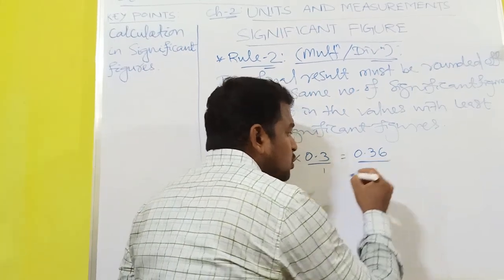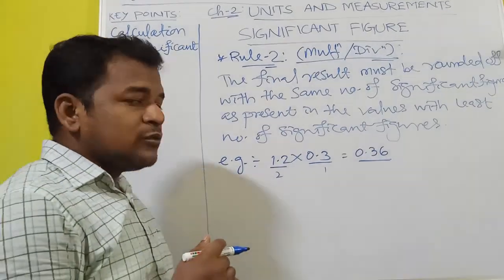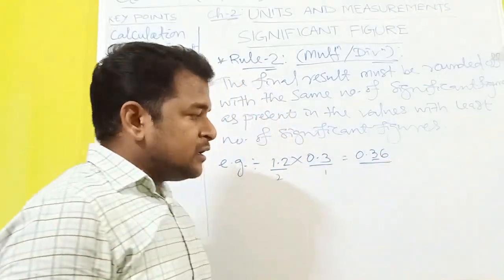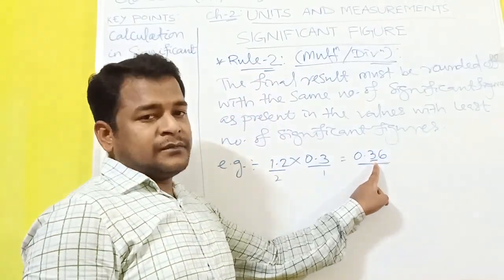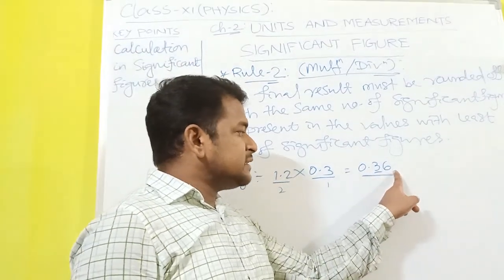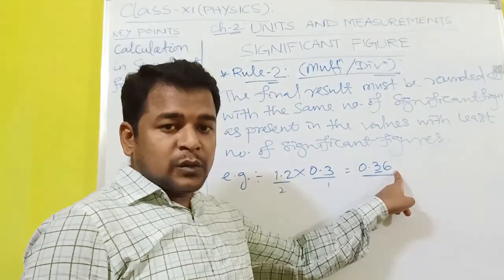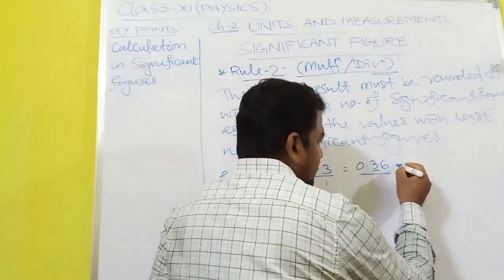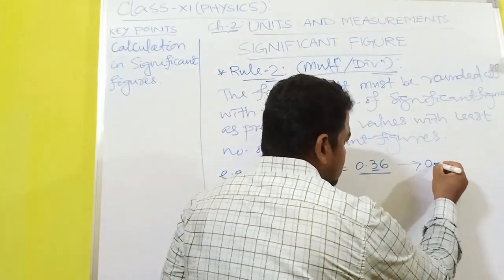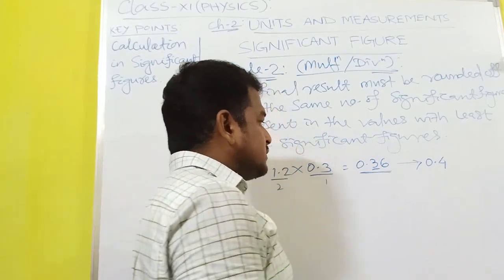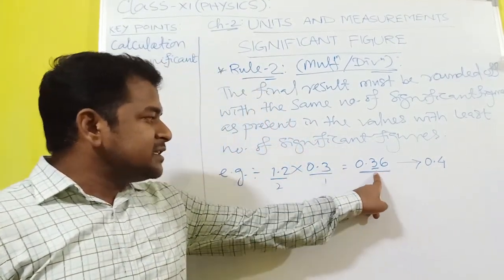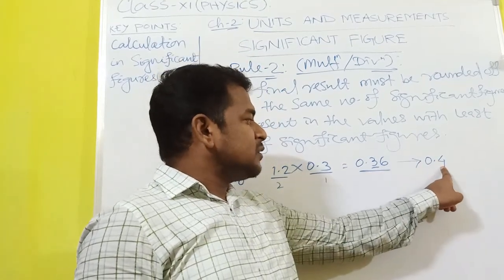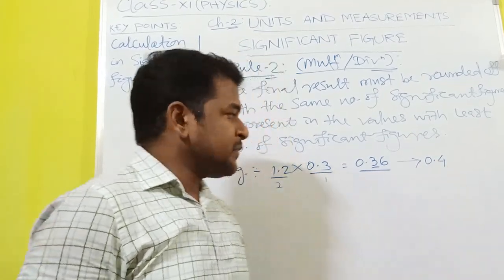Here 2 significant figures are there. We have to round off to one significant figure, so we have to round off this one. Now the following digit is 6, which is more than 5. So the answer will be 0.4, because the preceding digit will be added up with 1. So the answer will be 0.4.